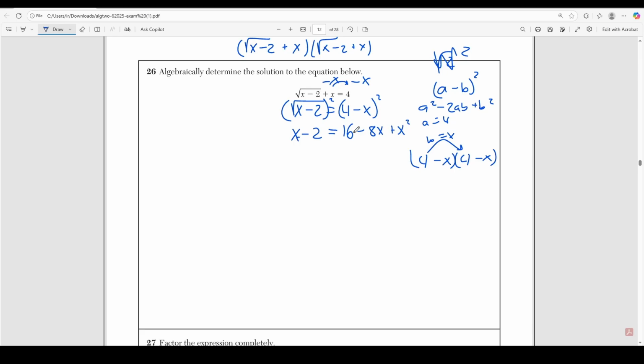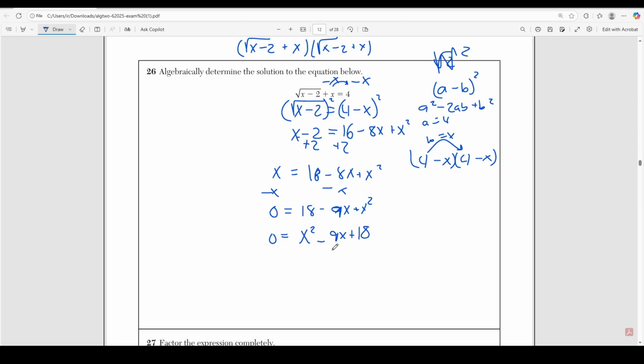But now you have x minus 2 is equal to 16 minus 8x plus x squared. And now what you can do is move everything to one side. So I'm going to add 2 on both sides. I get that x is equal to 18 minus 8x plus x squared, and I can subtract x on both sides, and I get that 0 is equal to 18 minus 7x, sorry, minus 9x, right, because we're adding on to that, plus x squared. And then I can rewrite that as 0 is equal to x squared minus 9x plus 18.